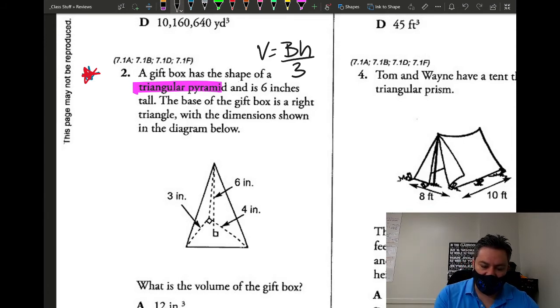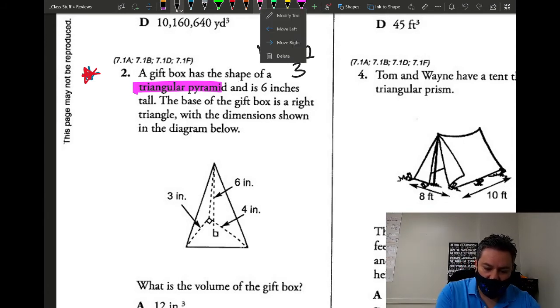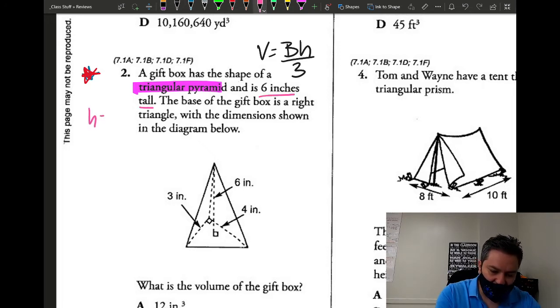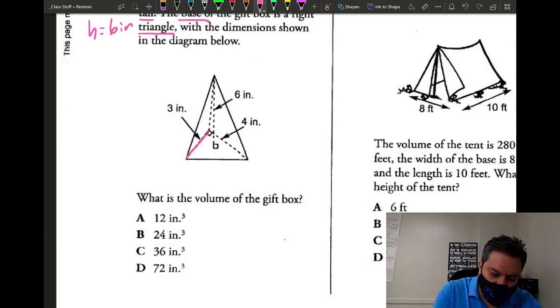It says it's 6 inches tall. We know it's going to be 6 inches tall. So the height is going to be 6 inches. And the base of the gift box has the right triangle with the dimensions shown on the diagram. So look at this. It says the base is a triangle with the dimensions below. So that means that my base is going to be right here. And as you can see, it is a right triangle.